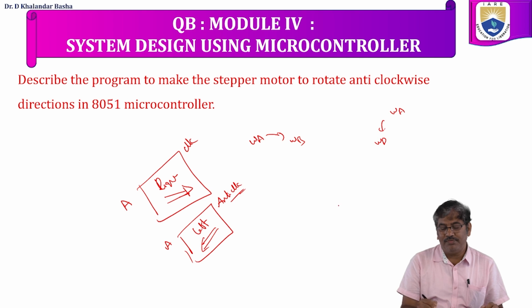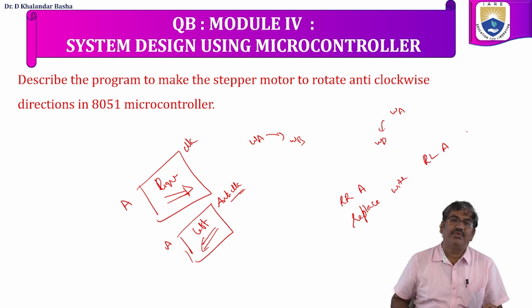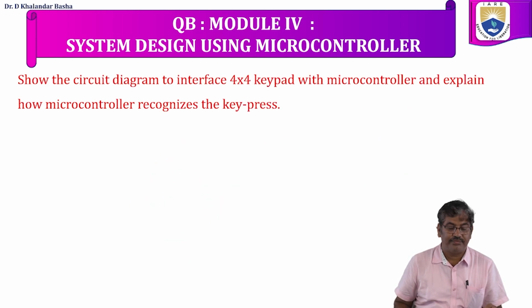So in the previous program, wherever there is RR A, replace it with RL A. Now the program will work for anti-clockwise.